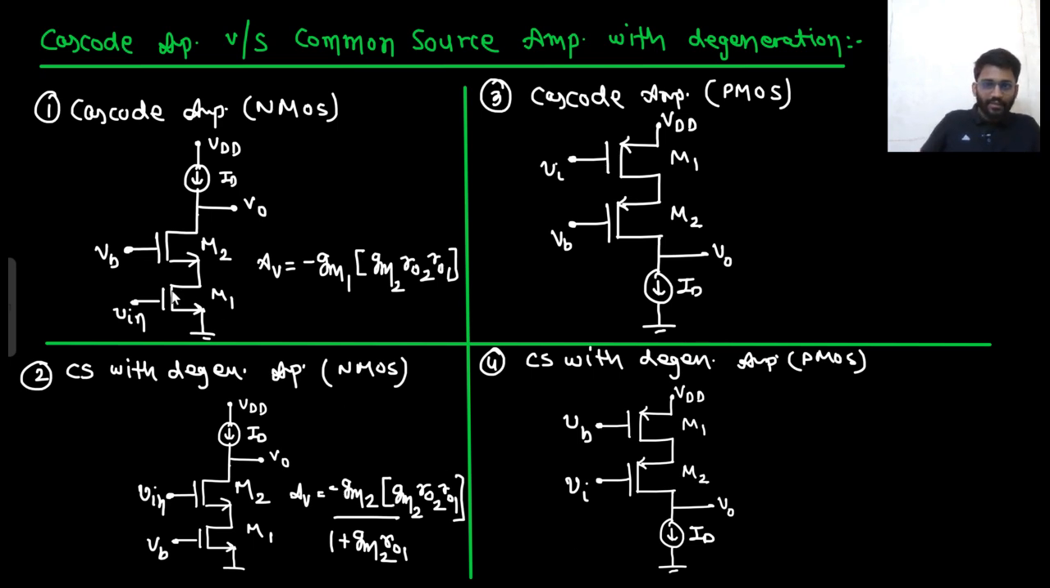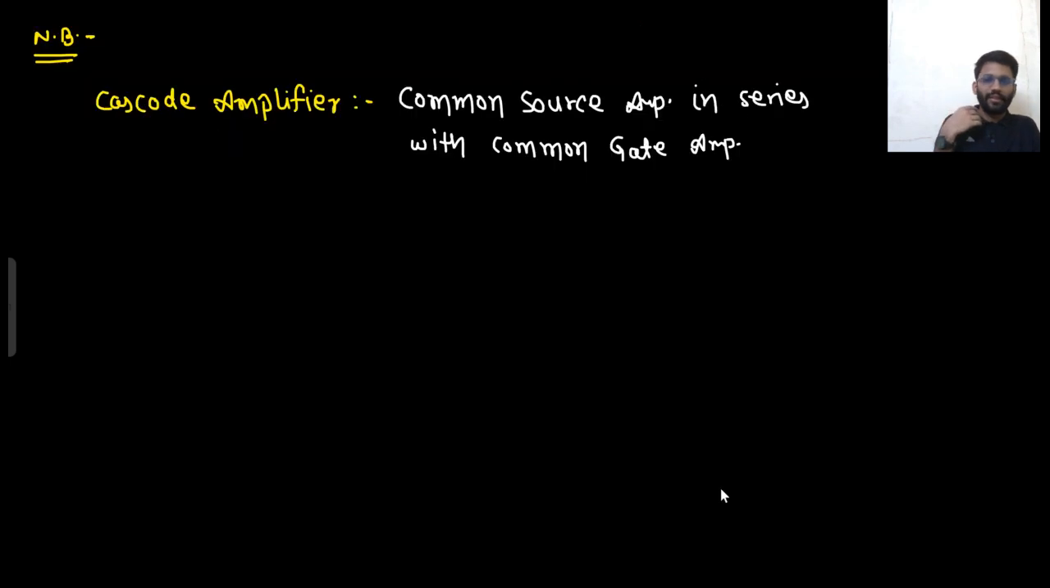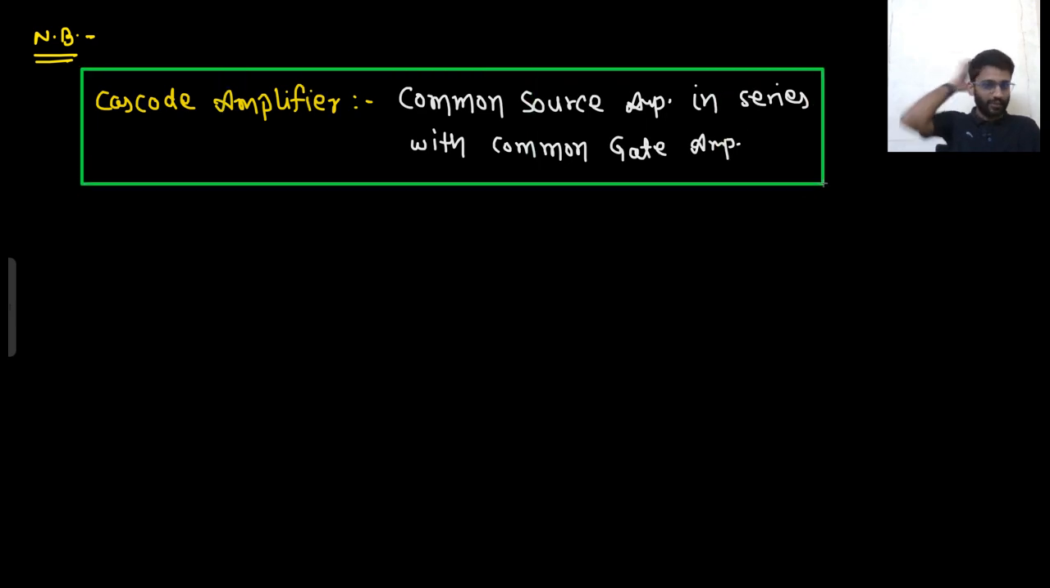So here this is common source in series with common gate. The gate is common here. This is common source. Common source in series with common gate is known as cascode amplifier.